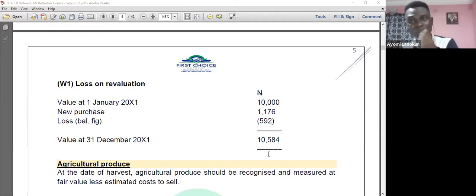So bearer plants, for example, like tea bushes, are used to grow agricultural produce. So which standard will I apply? I will apply IAS 16, Property, Plant, and Equipment, okay? If you are able to identify a bearer plant in your exams, then you apply IAS 16, Property, Plant, and Equipment.